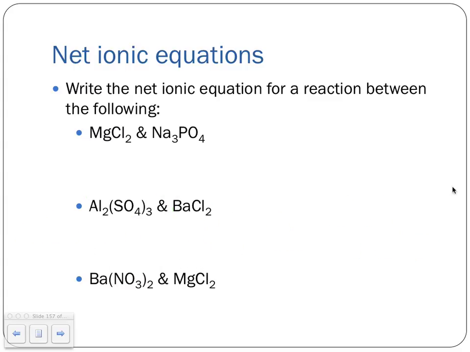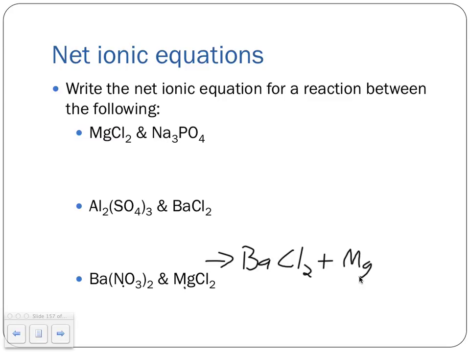So let's take a look at our last one. We have barium nitrate plus MgCl2, so barium nitrate and magnesium chloride. Let's figure out what our products are going to be. We'll use our standard approach from before. This is another double displacement reaction. So we should have barium chloride, BaCl2, plus magnesium and nitrate together. So that would be magnesium nitrate.